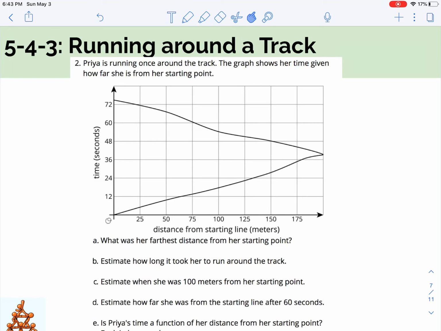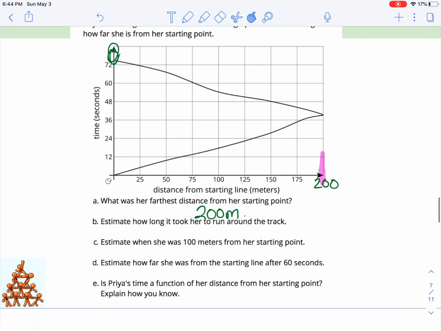So the farthest distance that she ever traveled was here, the end, which is going in gaps of 25, and this should be 200 here. So 200 meters. Estimate how long it took her to run around the track. So for that one, you're going to look to here, right? And you're going to write down what you think that number is.